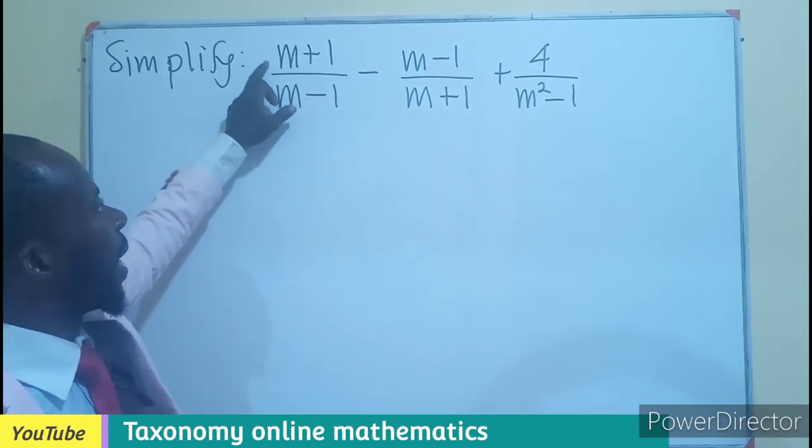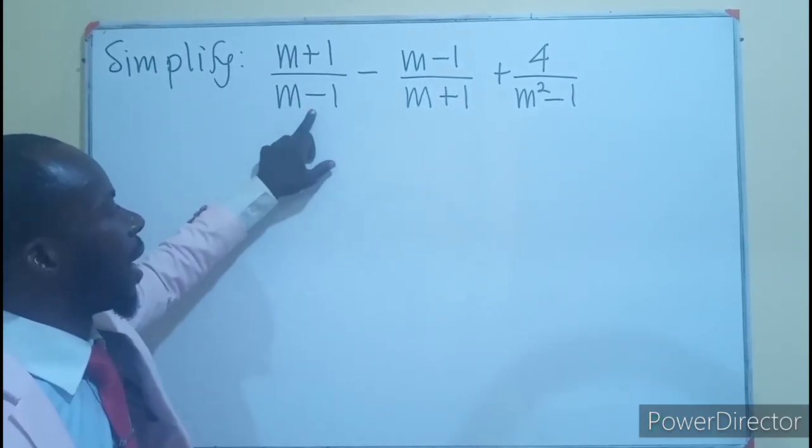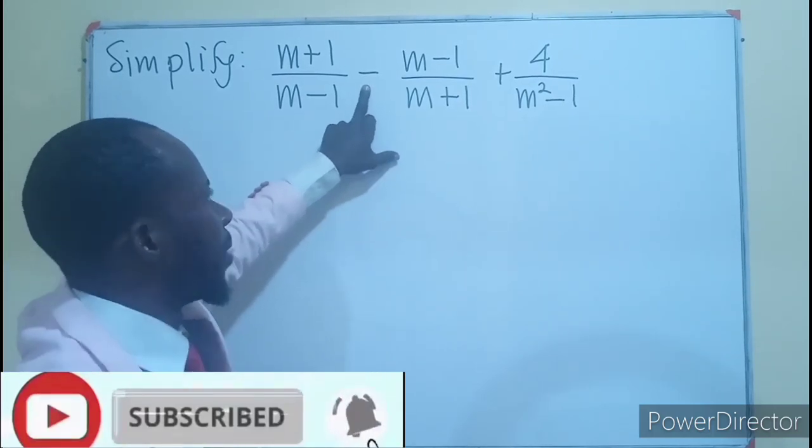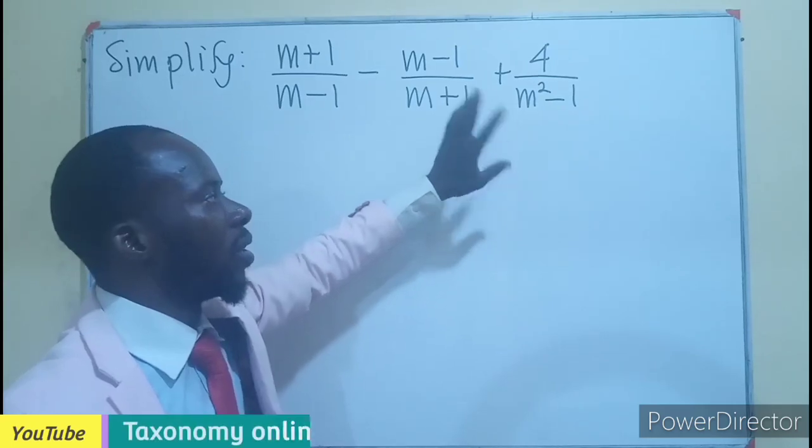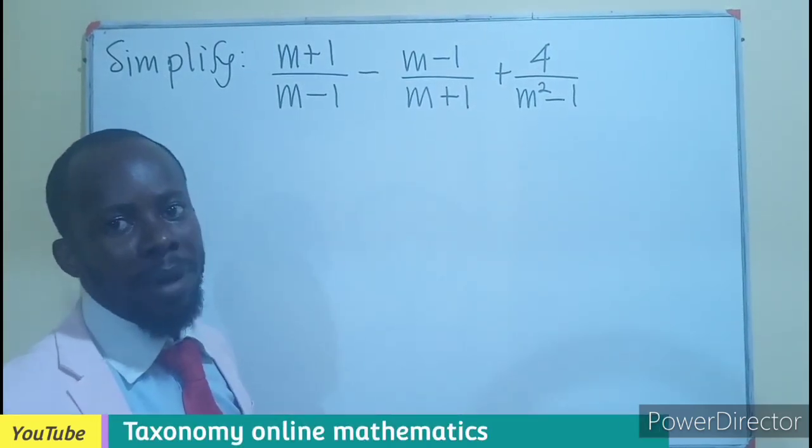Let's provide the answer to this algebraic fraction. We have to simplify (m plus 1) divided by (m minus 1), minus (m minus 1) over (m plus 1), plus 4 divided by (m squared minus 1).